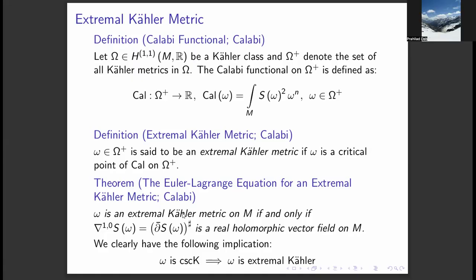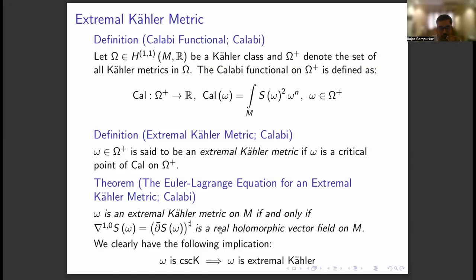Okay. So this nabla 1 comma 0 of s of omega will then be a 1 comma 0 vector field on the manifold M. And if this 1 comma 0 vector field is a holomorphic vector field, meaning del bar acted on this 1 comma 0 vector field is equal to 0, then the metric omega is an extremal Kähler metric. So this is an equivalent characterization for extremal Kähler metrics.